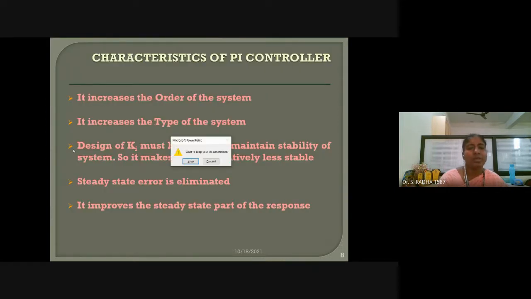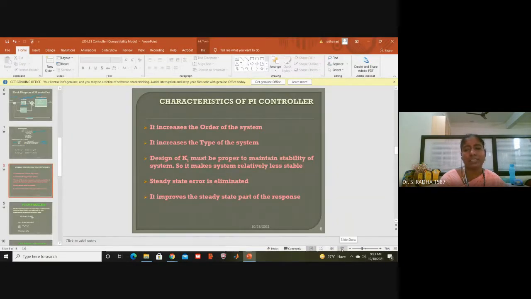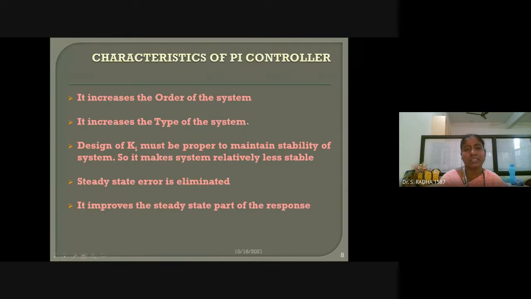What will the PI controller do? What are the advantages you can see here? It increases the order of the system and increases the type number of the system, and the KI value should be properly maintained, otherwise it will make a less relatively stable system. Steady state error is eliminated; it improves the steady state response. Steady state error eliminated means ESS equal to 0.